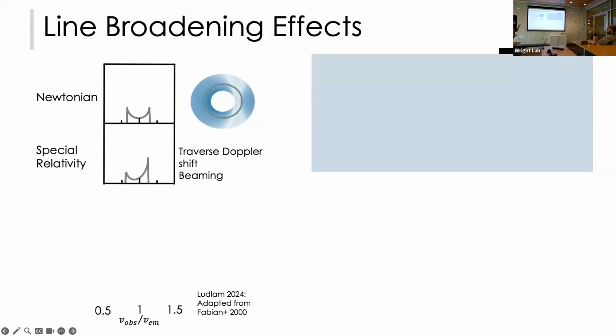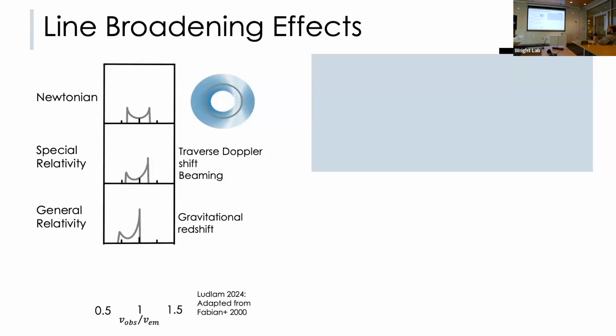Then due to the rapid rate at which the material is moving, some of this is going to be beamed into and out of our line of sight. And this gives us the overall skewed shape. So you have blue shifted towards us, red shifted away. This is all in terms of the observed frequency over the emitted. Then because you're in a large gravitational potential well close to the compact object, your photons are going to lose energy as they leave the system. So you're overall gravitationally redshifting this line down to lower energies.